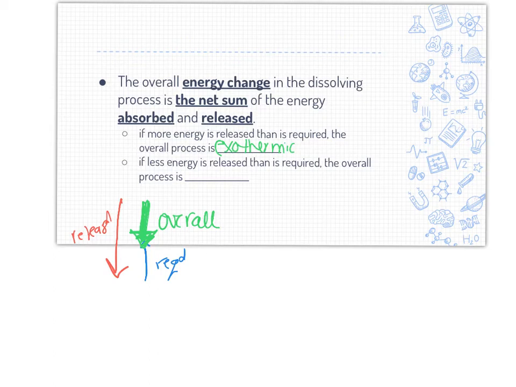If less energy is released, so a little bit is released and a lot of energy was required, overall there was a net requirement of energy. So this process is endothermic.